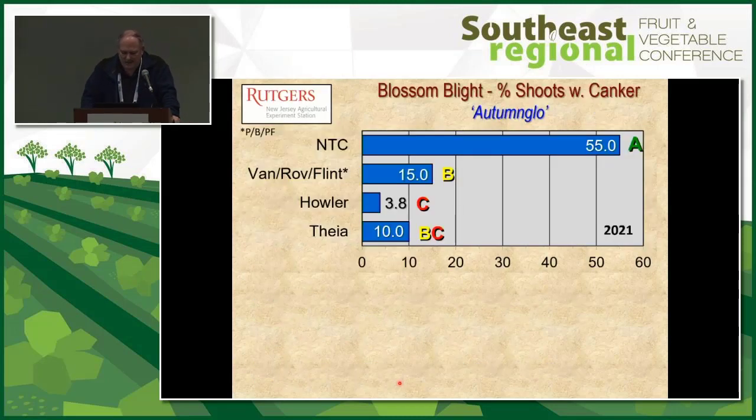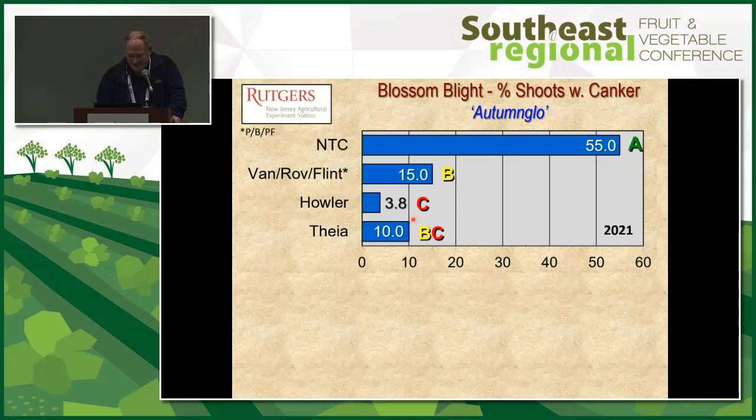Okay, so here's what we got in 2021. Good weather conditions, no bloom problems. 55% of the shoots with at least one canker. And then we had a little bit of a switch here. We had a Vanguard Rovral, and then we had a switch over to Flint. And that was because we were starting to see some scab come in, and so we had to change to that program I was telling you about, okay?